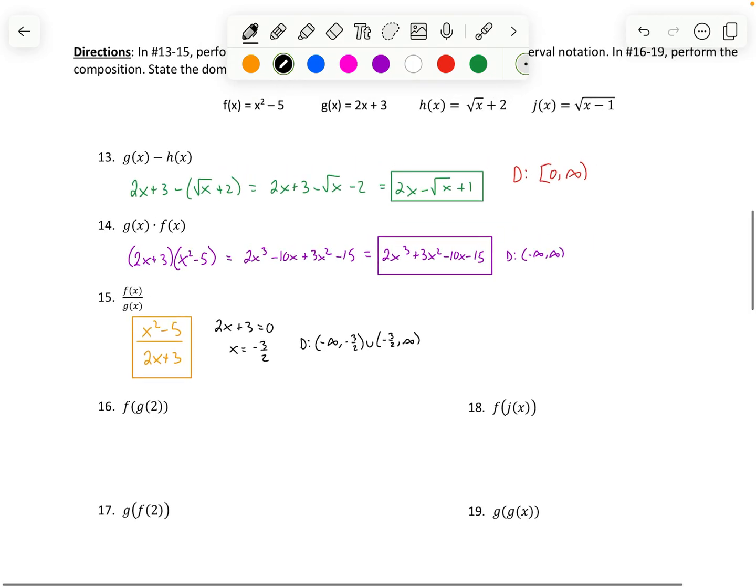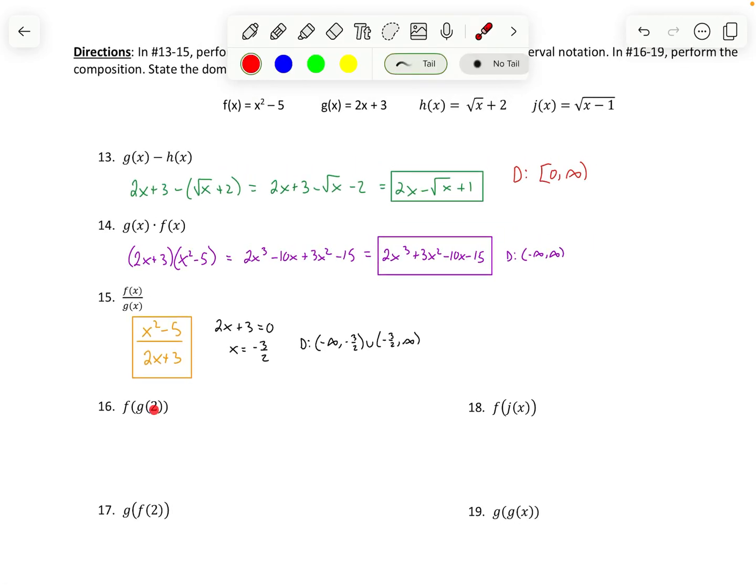Okay, 16, f of g of 2. So remember with the composition of functions, you take this number, plug it into function g first, get that answer, and then plug it into f. So if I plug in 2 right here, I get 4 plus 3 is 7. So I'm going to plug in 7 over here and get 49 minus 5 is 44. Okay, so you just start on the inside, work your way out.